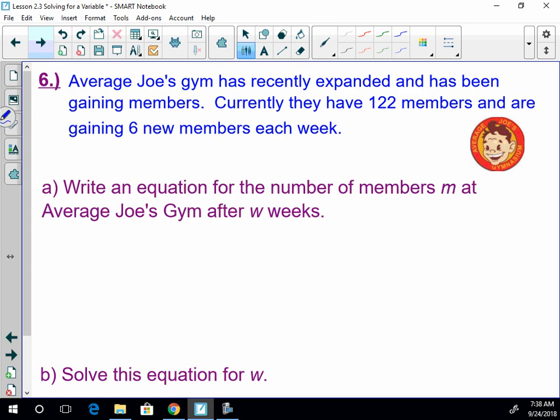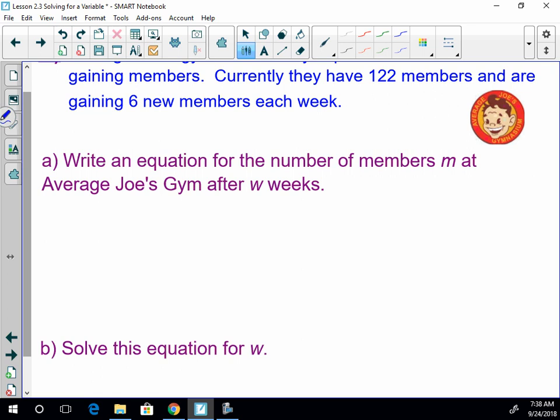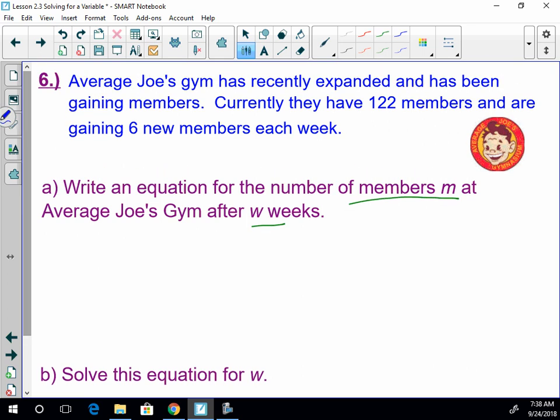Average Joe's Gym has recently expanded and has been gaining members. Currently, they have 122 members and are gaining 6 new members each week. We want to write an equation for the number of members, that represents M, at Average Joe's Gym after W weeks. So we have this idea that they're expanding and gaining members, and we want to know how many members after W weeks.